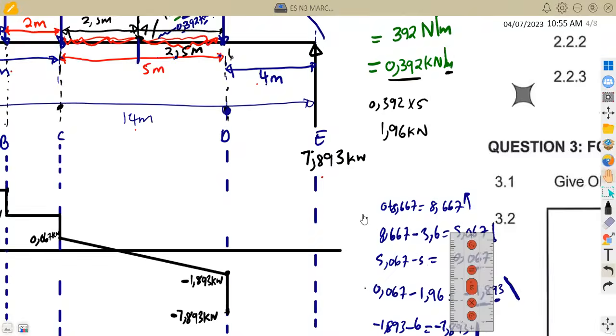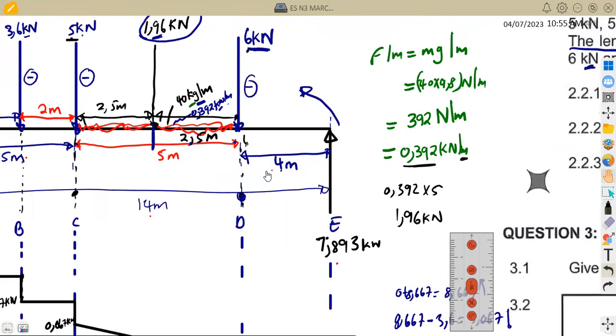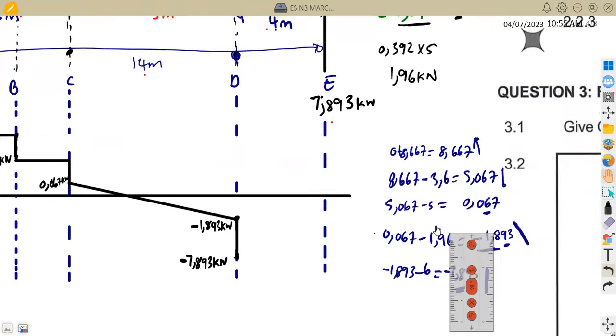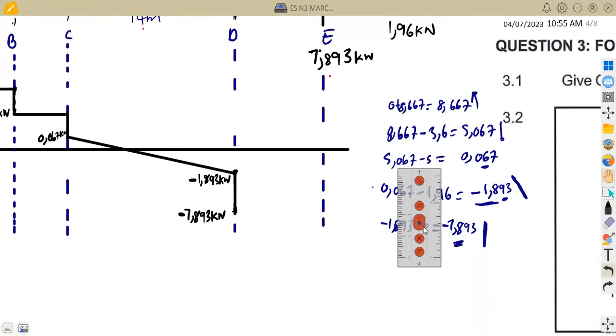Between point D and point E, this is what we have. Between point D and point E, there's nothing at all, just a free movement. So you're going to move 4 meters between D to E. Okay, so this is just going to be a horizontal line between this point.